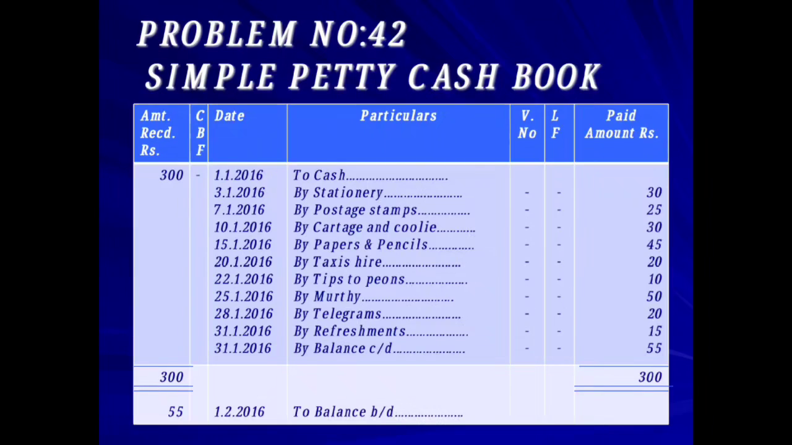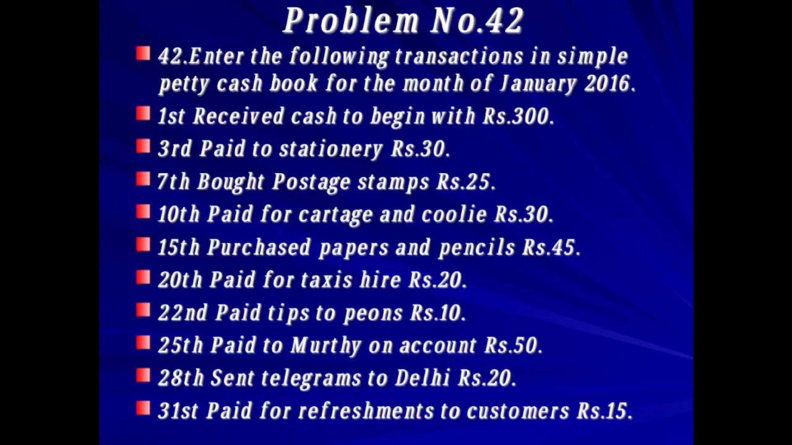Out of 300 we have spent for all these expenses. So the amount left with us at the end of the month is 55. On both sides you should write the total. You should write the balance here: on 31/1/2016, by balance carried down rupees 55. Then the total on both sides is 300. Then on the next month's first date, you should write the opening balance: 1/2/2016, to balance brought down rupees 55, which you have to record on the amount receipt side.